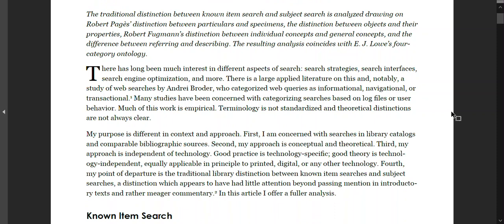My purpose is different in context and approach. First, I am concerned with searches in library catalogs and comparable bibliographic sources. Second, my approach is conceptual and theoretical. Third, my approach is independent of technology. Good practice is technology specific. Good theory is technology independent, equally applicable in principle to printed, digital, or any other technology.